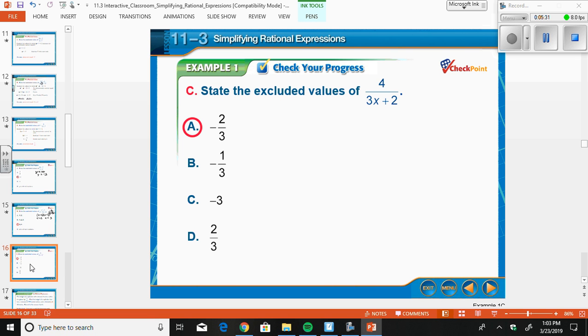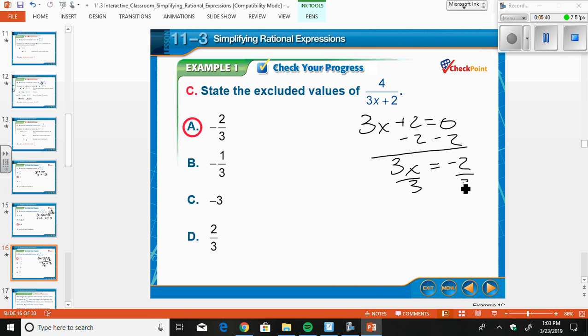Again, find the excluded value. Subtract 2, solving for that x. 5 and 3, so x equals -2/3.